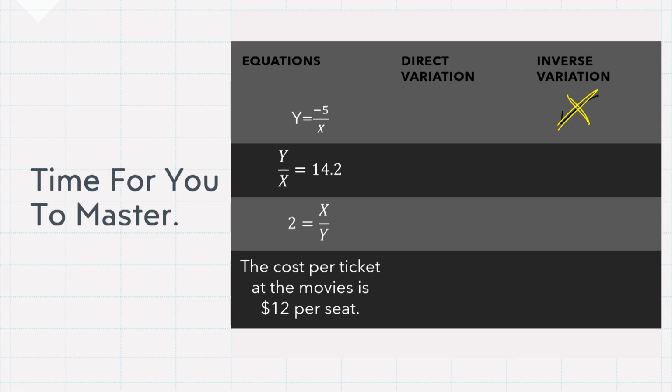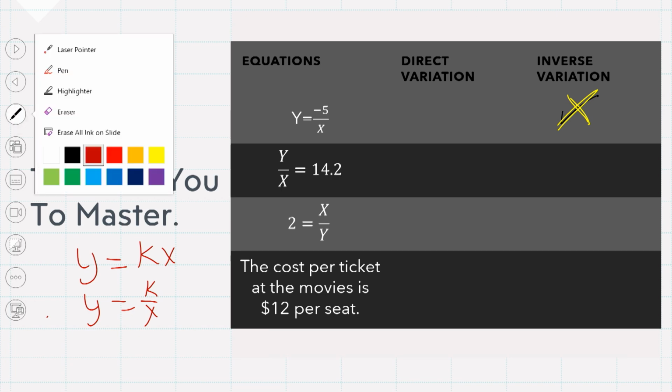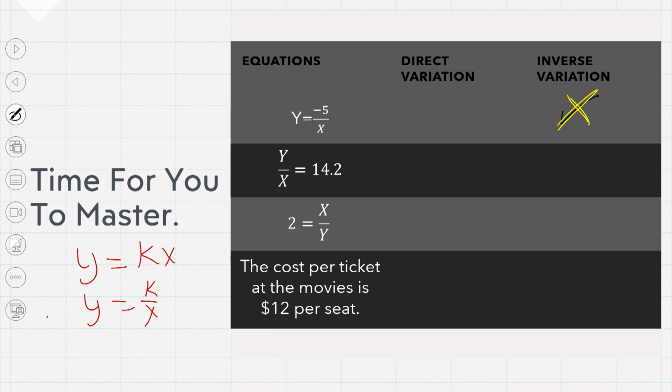The next one has y over x equals 14 times 2. Well, for me to have the general form, I must get my y by itself. It must look something similar to this. So what do we say this one is? Let's work it. Since my x is on the bottom, I'm going to have to multiply both sides by my x, leaving me y equals 14.2x. And obviously, that is going to be my direct variation.